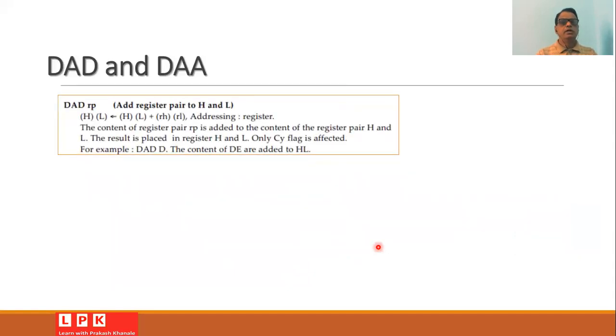Another instruction that is being used is DAD RP, that is add a register pair to H and L. So content of the register pair RP is being added to the content of the register pair H and L, and the result is placed in H and L only, and only the carry flag is affected. So for example, when we write DAD D, then the content of the DE pair is being added into the HL pair. So this instruction is useful whenever you want to make an addition of 16-bit data.